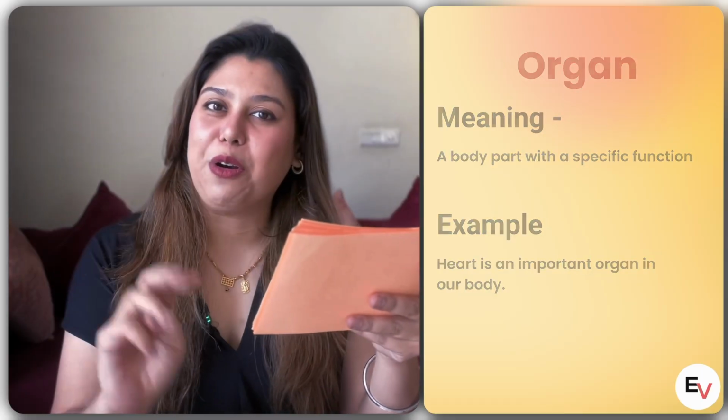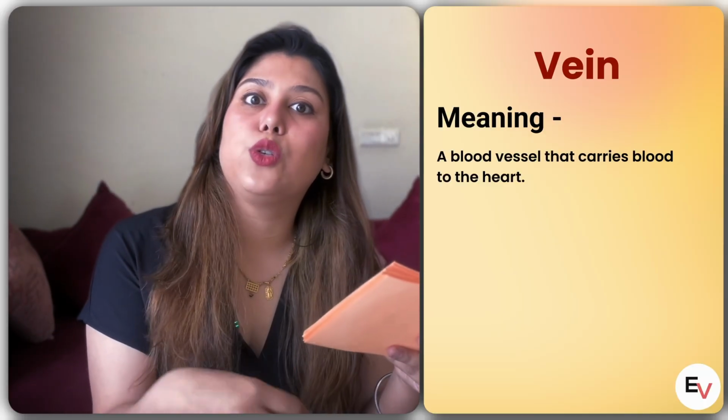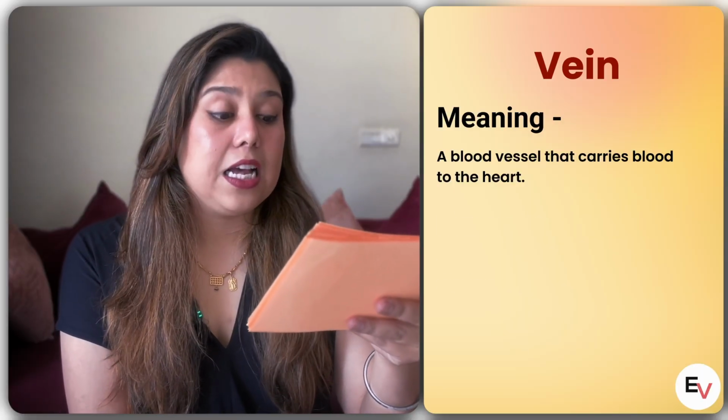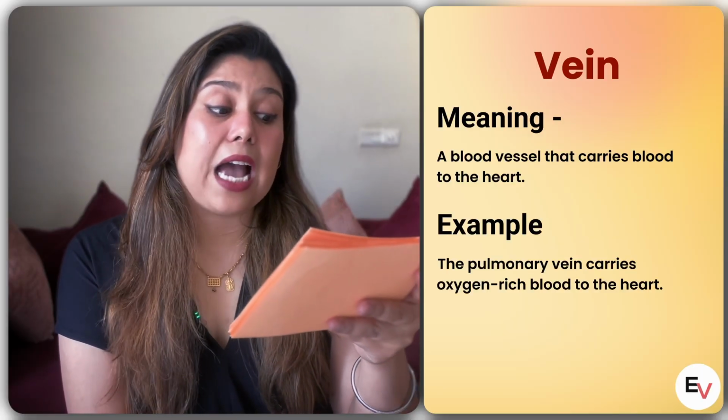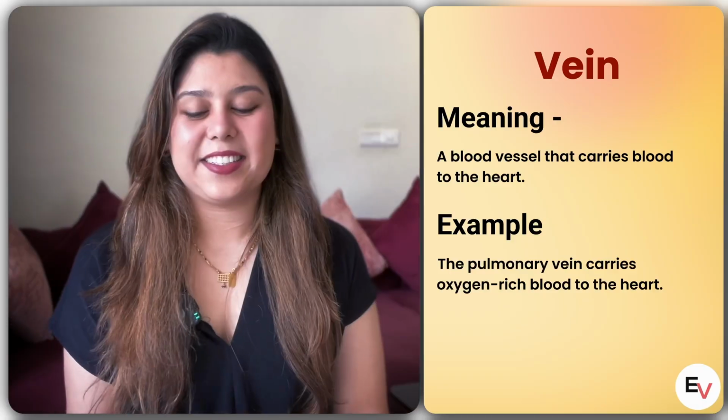Moving on to your third word, vein. Repeat after me, vein. It means a blood vessel that carries blood to the heart. Now, let's frame a sentence with this word. The pulmonary vein carries oxygen-rich blood to the heart.